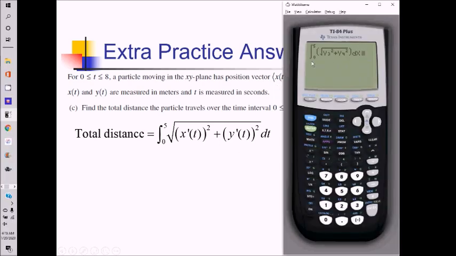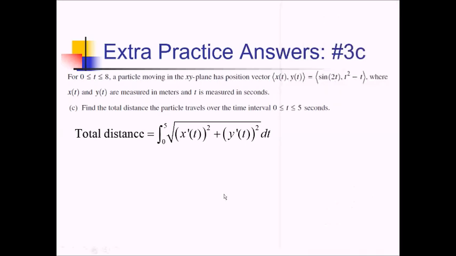So there's the setup on the calculator, and at this point I'm kind of wishing I'd created a speed function on my calculator because we seem to be using it over and over again. Enter for this, and that integral is going to give us a total distance value of, drum roll please, about 22.382, and that's going to be in meters.